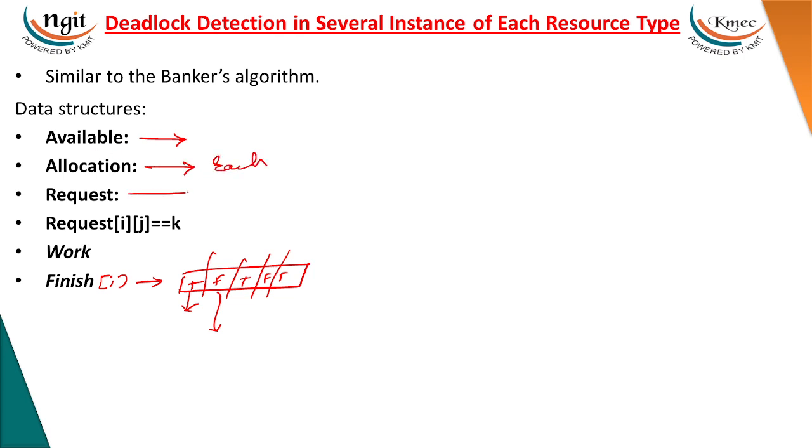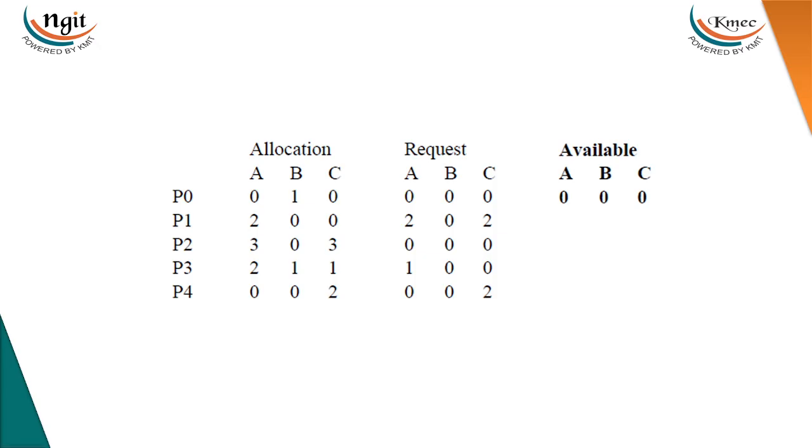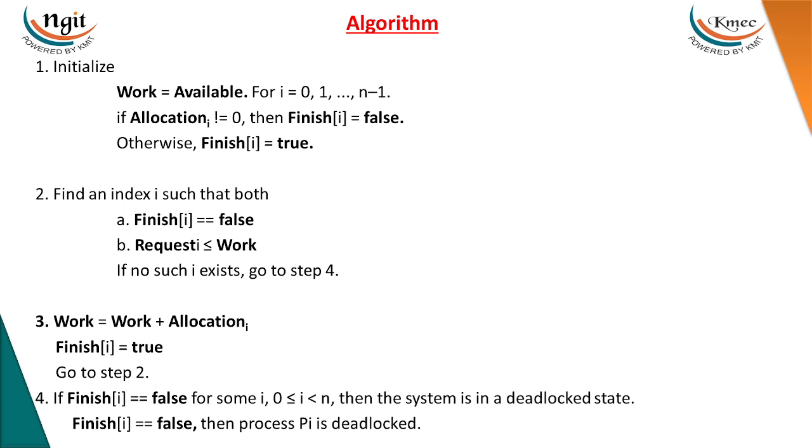So these three are actually matrices. Matrices of size n by m, where n is the number of processes and m is the number of resources. Same as your banker's algorithm. So let's see the algorithm. Here it simply investigates every possible allocation of each and every process, and it will investigate the allocation sequence for the processes that remain to be completed.